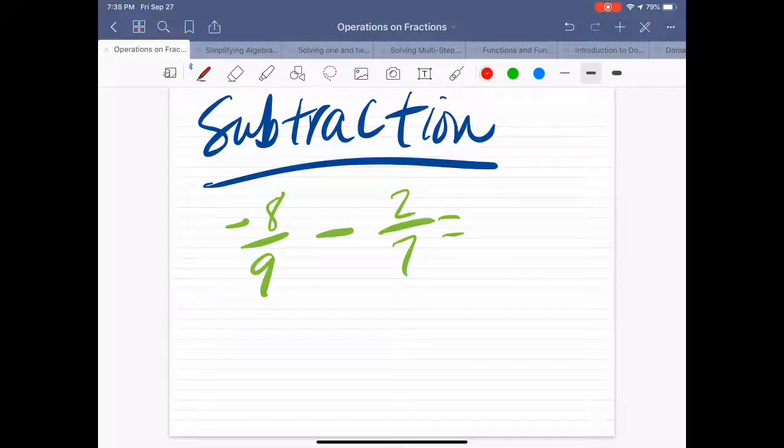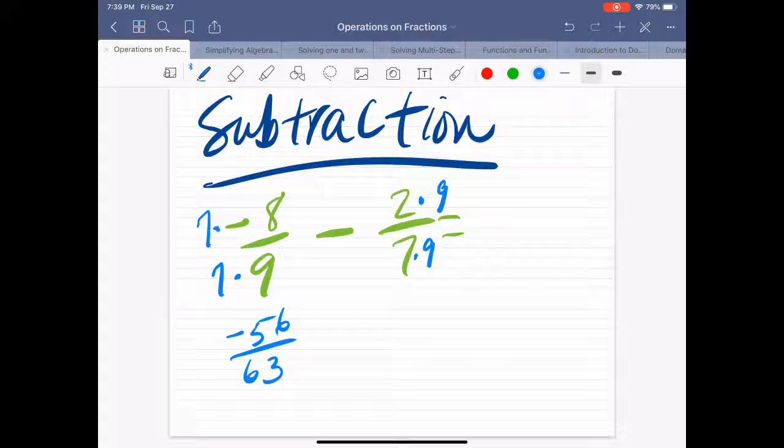For subtraction, the exact same rule applies. When you are subtracting fractions, you have to get a common denominator. The common denominator here is 63. So multiply the first fraction top and bottom by 7. To get the 63 on the second fraction, multiply both top and bottom by 9. So if you do the math, you get negative 56 over 63 minus 18 over 63.